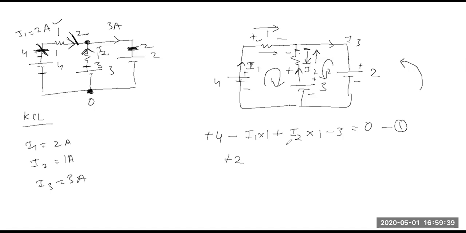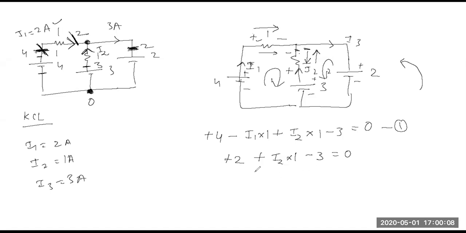Now you are going from minus to plus or plus to minus if you are moving anti-clockwise? Minus to plus. Very good. So the sign will be plus I2 into 1. Now if you are moving anti-clockwise, you are going from plus to minus, right? Plus to minus for the battery, so minus 3, and this is equal to 0.